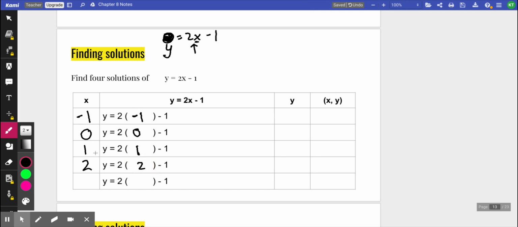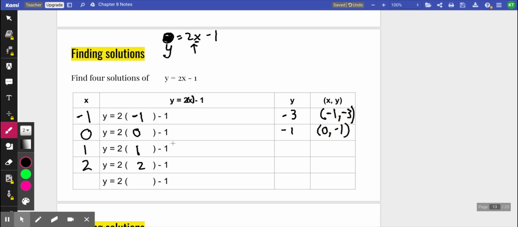So I've chosen these. There's nothing special about them. They're just easy numbers to use. And I just plugged them in, right? So right here, I took my equation. Instead of writing x, I left that blank, and I'm going to fill in values for that. So here, 2 times -1 is -2, minus 1 is -3. So what that tells me is that when x is -1, y is -3. Here, when it's 0, 2 times 0 is 0, minus 1 is -1. So at 0, we have -1 for y.